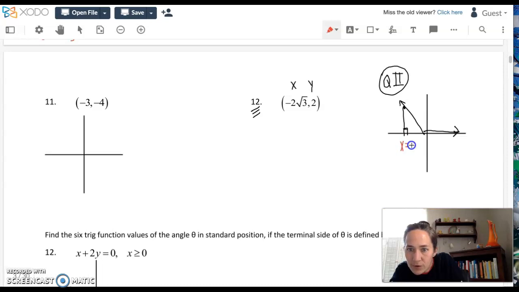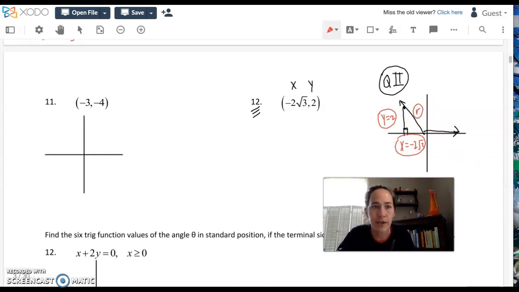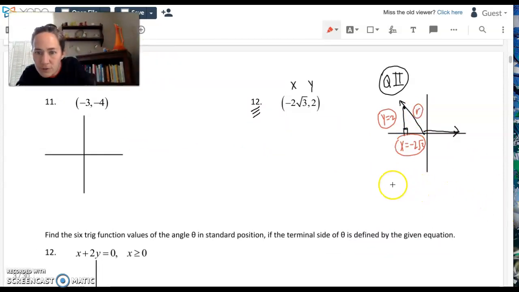I'll make x equal to negative 2 square root of 3 like it says in the problem, and y is going to equal 2. So again, first order of business, let's find r. If it doesn't pop out at you, we can use the Pythagorean theorem. Let's do that. Okay, so r squared equals x squared plus y squared. So negative 2 square root of 3 squared plus y squared, just plus 2 squared.